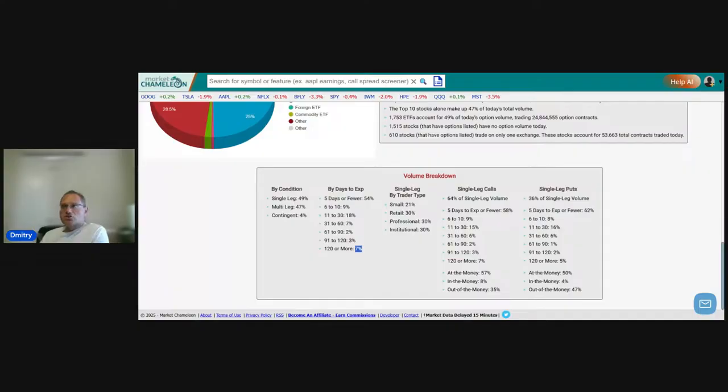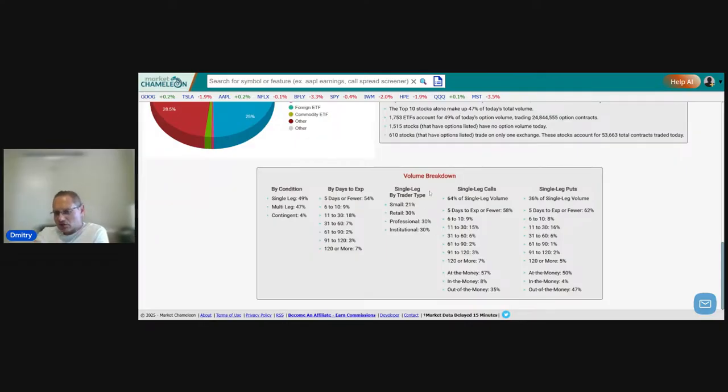What about the types of traders using these options, based on the volume of the trades? Each trade has a different size, different volume to it. What type of trading activity do we see? What type of trader is participating? We see that the very small trades were 21% of the volume. These would be trades like a one lot under $2,000 in notional value. 30% would be retail, professional size trades would be 30%, and 30% institutional.